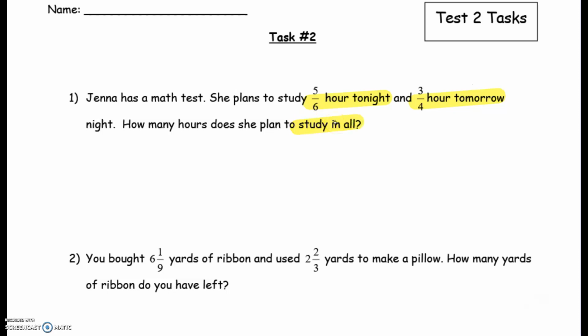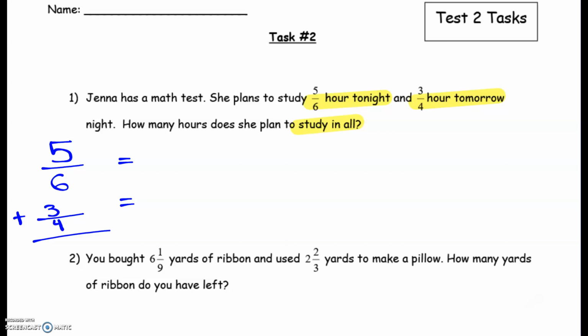So I like to highlight just so I have an idea what's going on. And one of the key things is I have these two numbers and I want to figure out how much she's going to study in all. So when I see in all, that's basically asking what's going to be the total amount of time Jenna studies. So what we're going to need to do is find the sum of 5/6 and 3/4. Let's go ahead and do it. We have 5/6 plus 3/4.